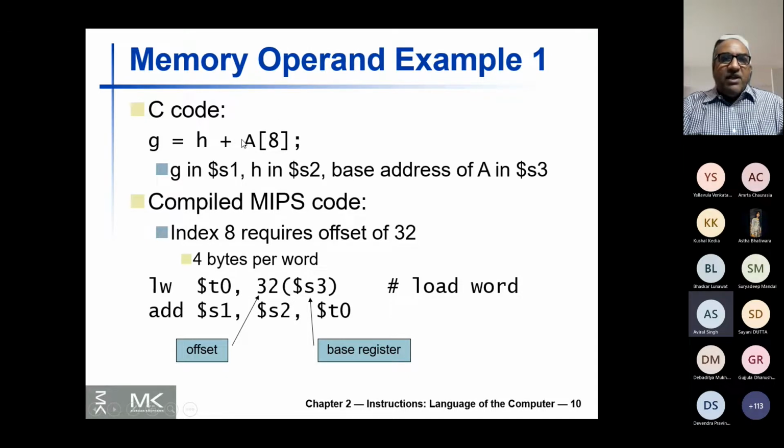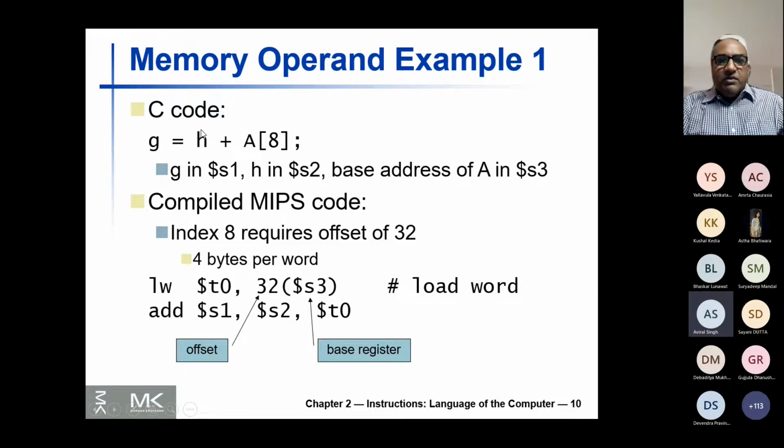Now the value of A8 is available in a register. Then you can go ahead, because the other two arguments are already in normal variables, available in registers. Therefore, you can perform the add operation.